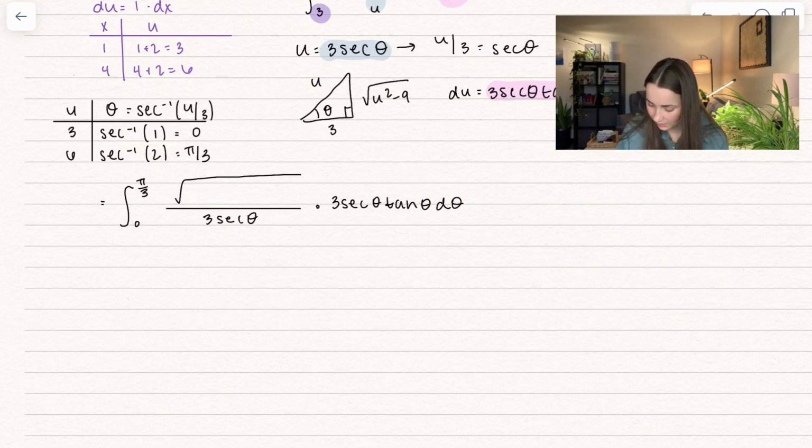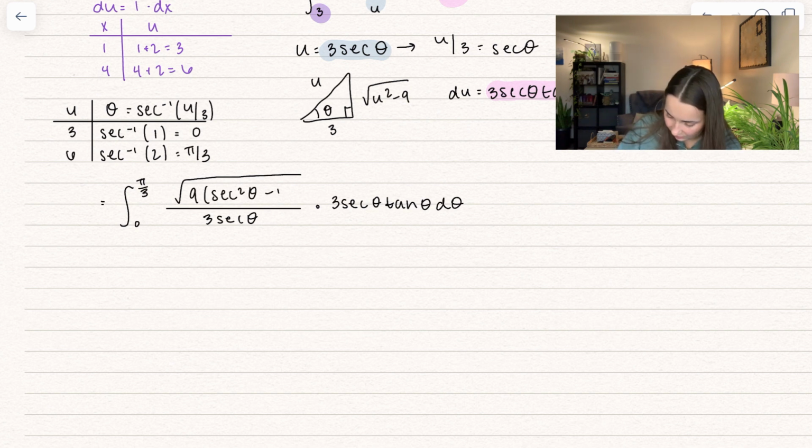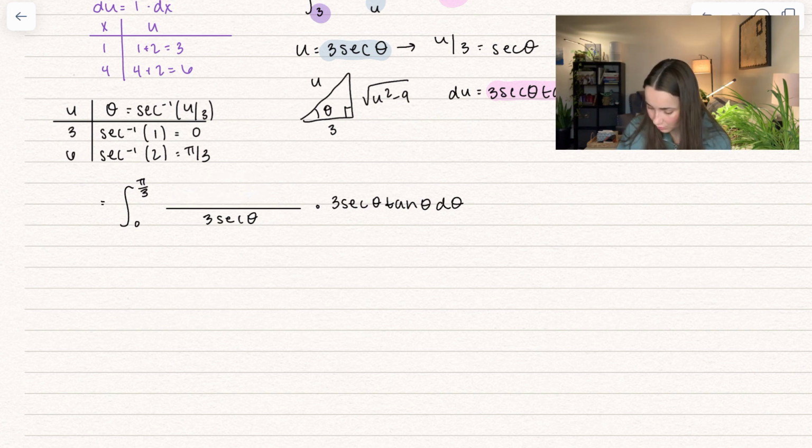So remember what we did last time. First, we factored out a 9 from that numerator. So 9 times secant squared of theta minus 1. And then we found that secant squared of theta minus 1 is equal to tangent squared of theta. And then our last step is that we can take the square root of both of those. So that becomes just normal 3 times tangent of theta.